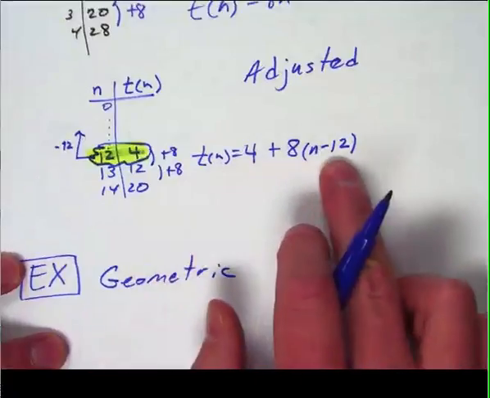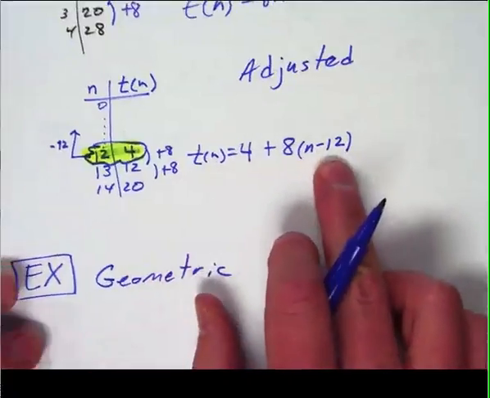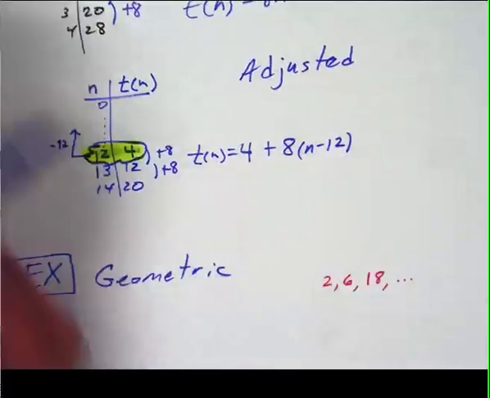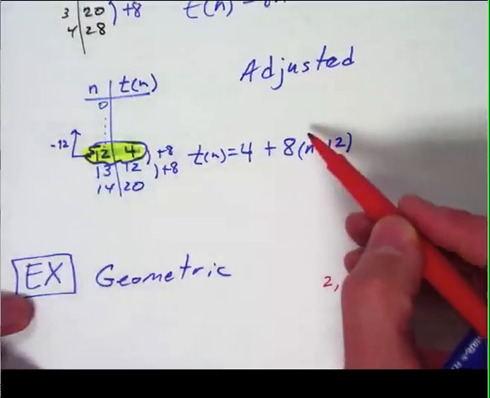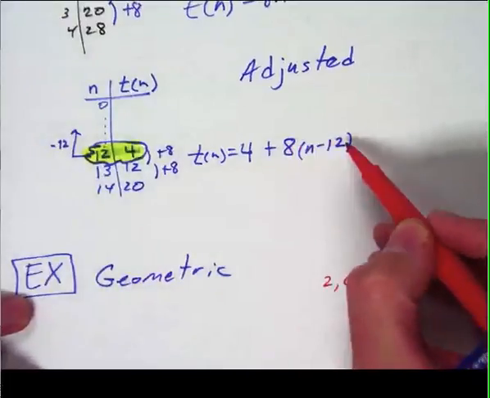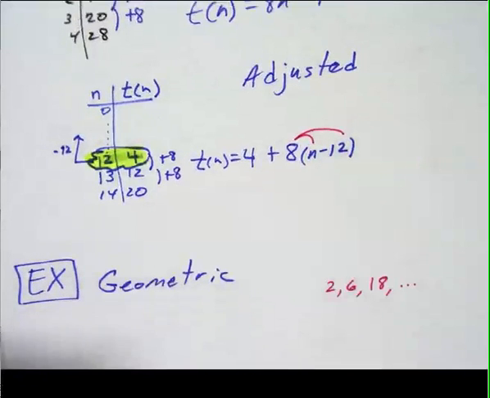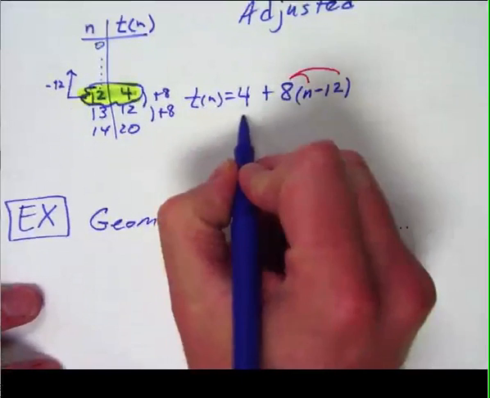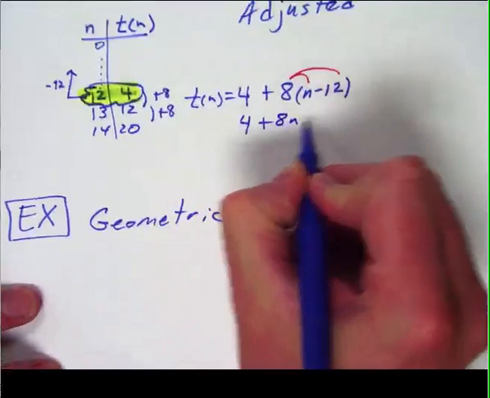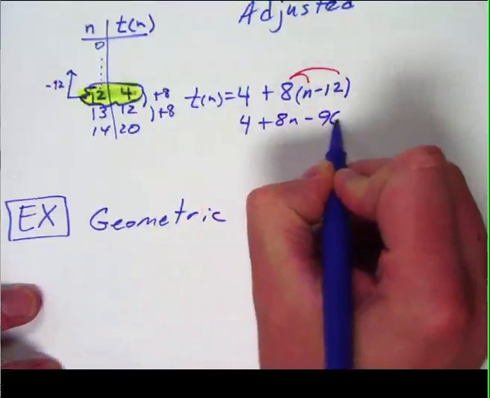Now this is the adjusted sequence equation. The only problem is that we're not done, because we all know the distributive property. It tells us that if I have a number outside of parentheses, I can distribute that number to both terms in the parentheses. Then I'm going to get 4 plus 8n, and 12 times 8 is 96, so that's minus 96.